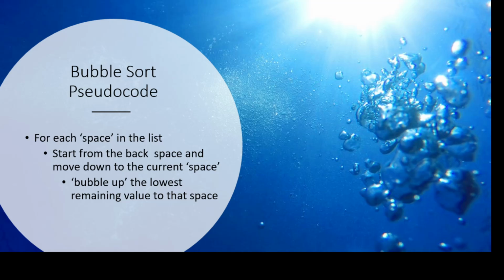looping at the first index and then have an inner loop that loops at the last index. And it's going to go backwards from the last index, moving down towards the current space, where it takes the lowest value of the two, starting at the back, and bubbles it up. So if the last item is a 0 and there are no negative numbers, then that 0 is going to move from the back item all the way to the front.